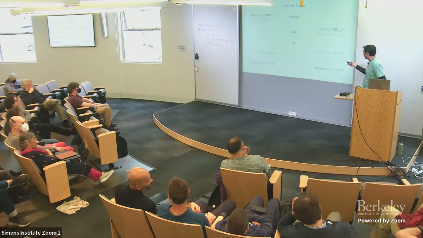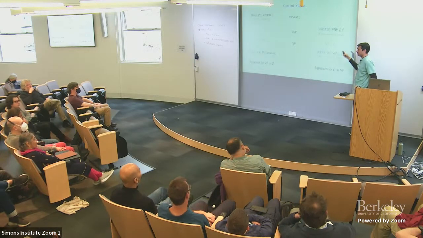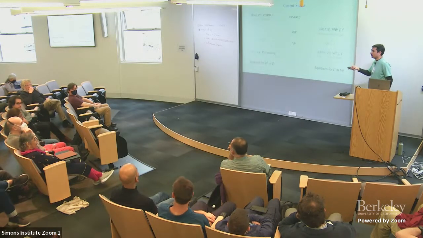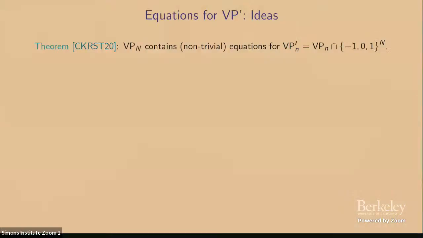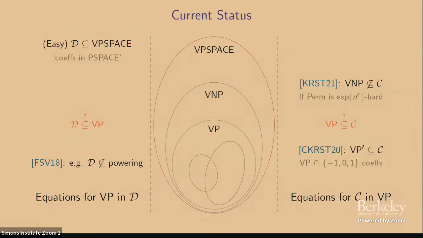Okay, so I'll say some things about each of these results, so that I think it will also clear up these questions. The first thing, the equations for VP prime. Can you show that there are no equations for VNP intersect minus one, zero, and one coefficients? No, we show that there are equations for that. For VNP? Yes. Oh, I see. So the same technique gives you, yeah, it's reminiscent of some story from mythology. When you try to look for something, sometimes you get things that you don't want. Okay.